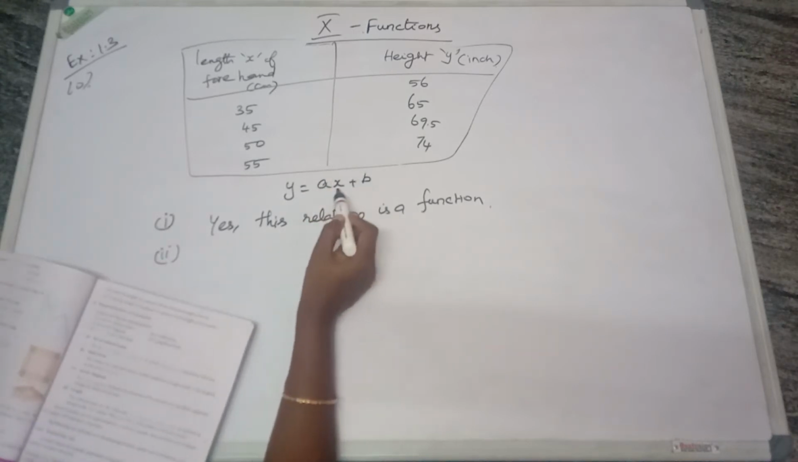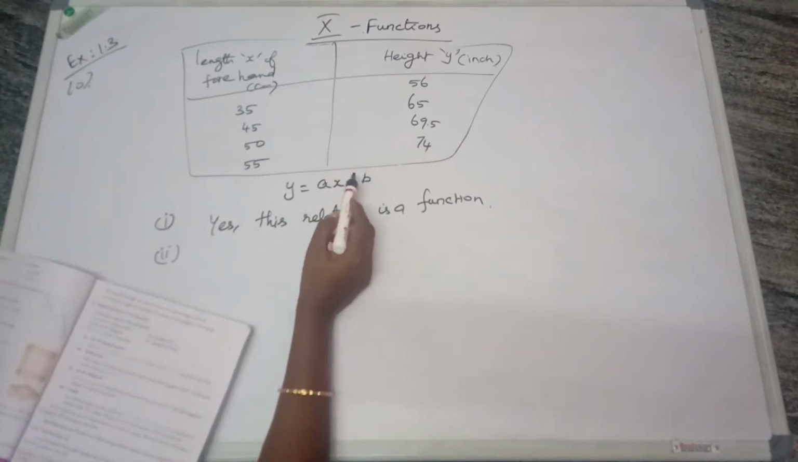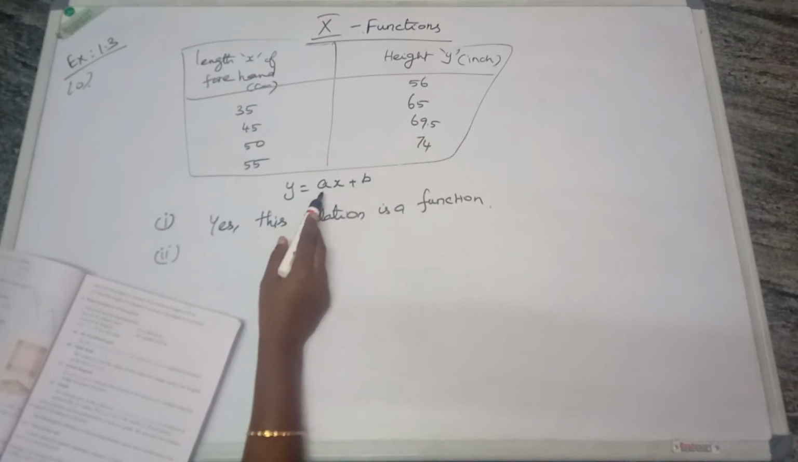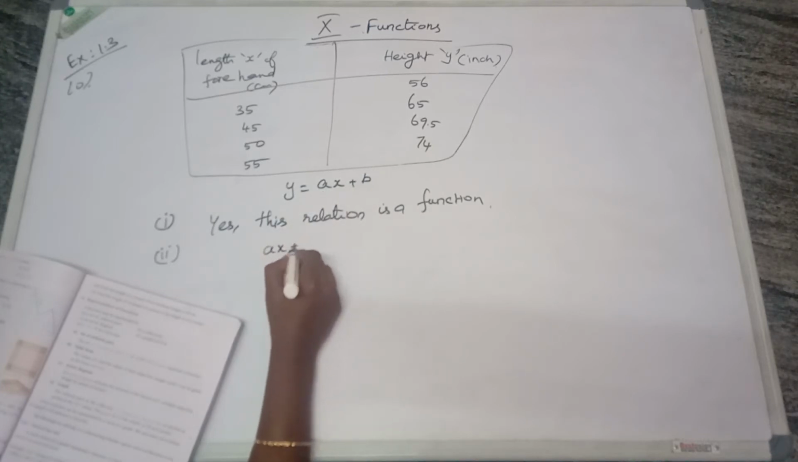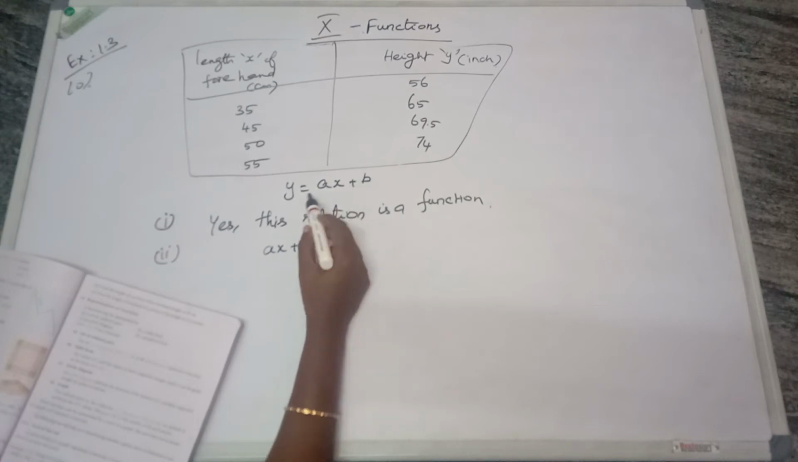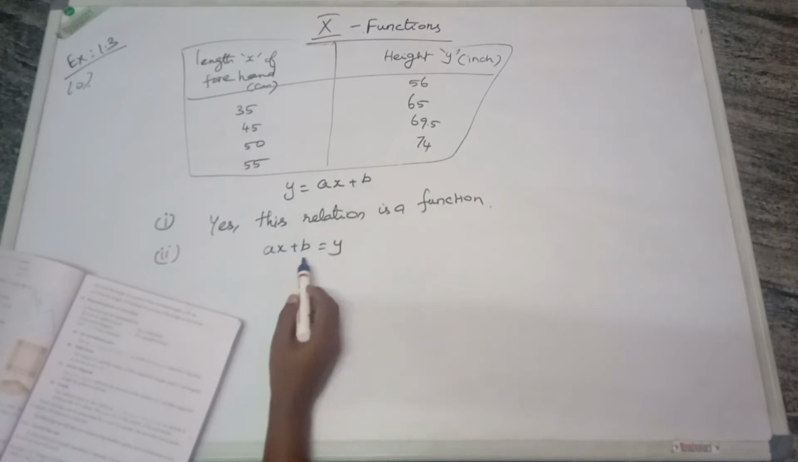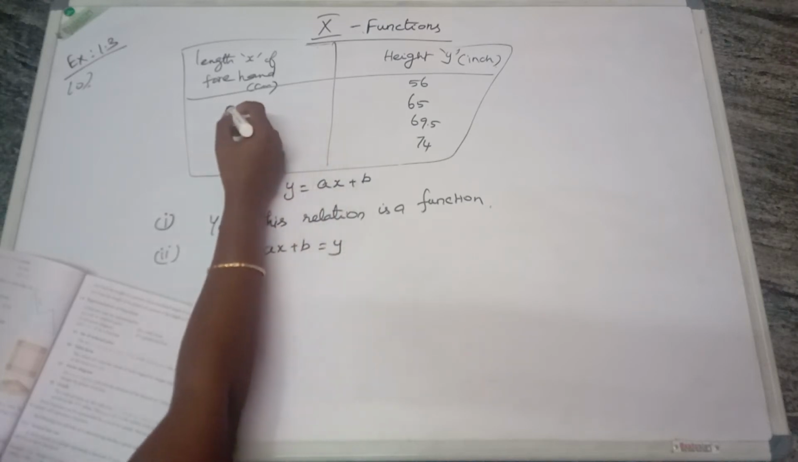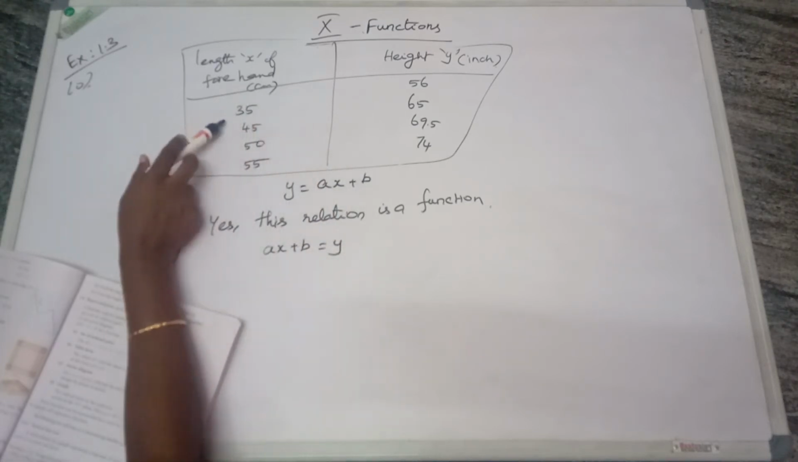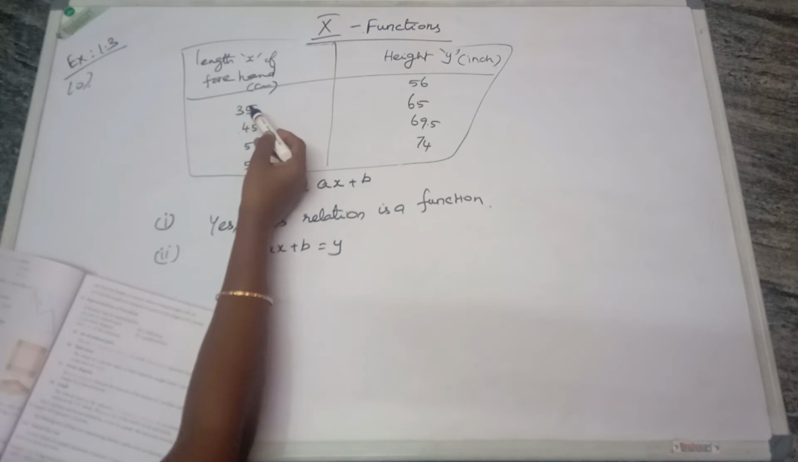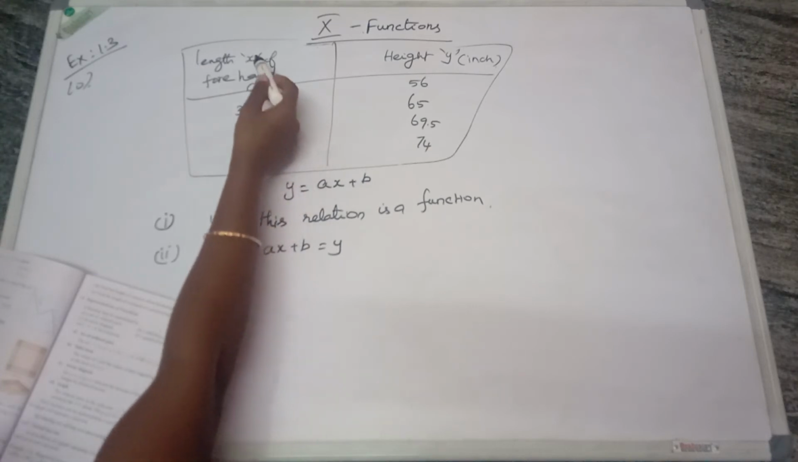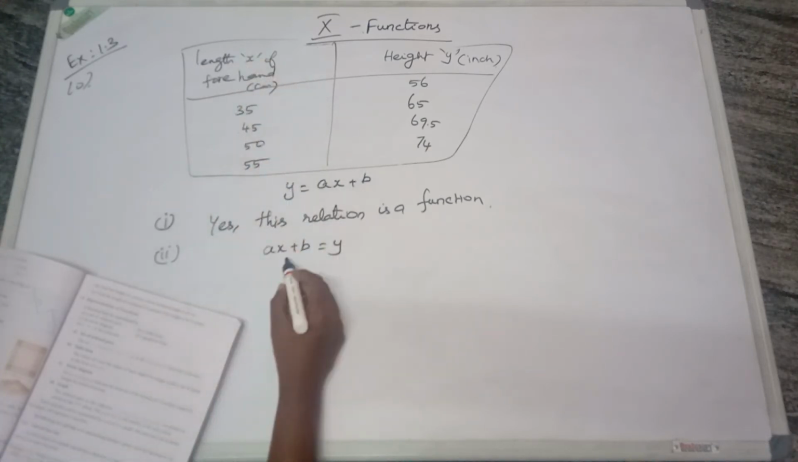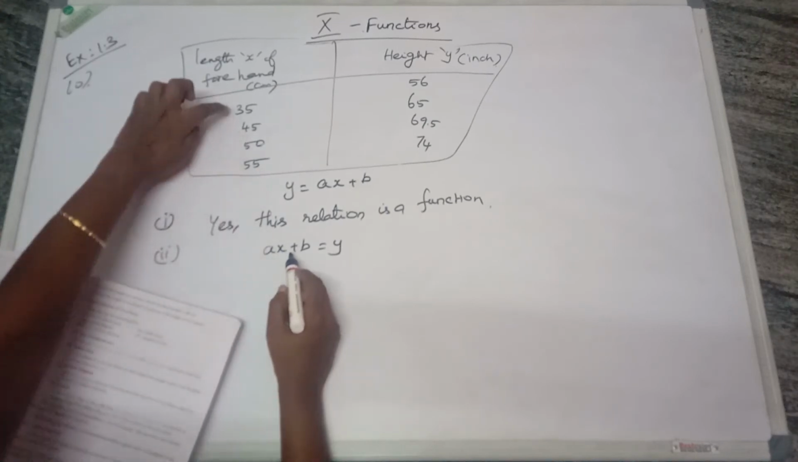Here y equal to ax plus b is given already. We know y equal to ax plus b. See here a and b are constants, we don't know the values. The second part asks you to find the value of a and b. So now we can take the first two persons. For 35 it is the forehand length, which we have taken as x. So in the place of x we have to take 35.